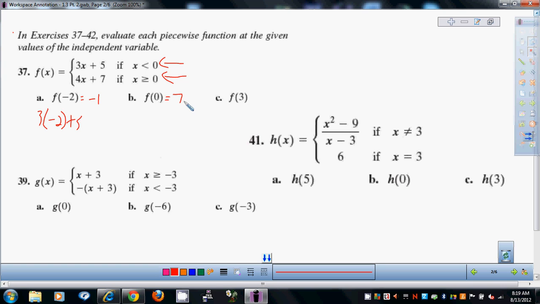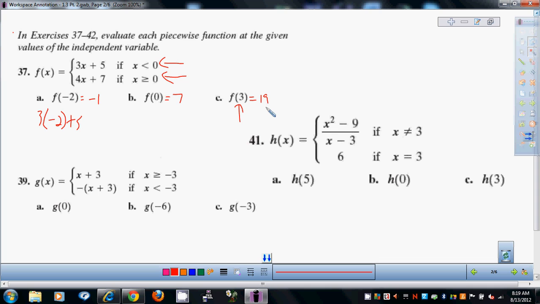No problem. Which of those two functions am I going to plug part C into? Very good. Why? Right. It's greater than 0. So we plug it in. 4 times 3 plus 7 is 19.